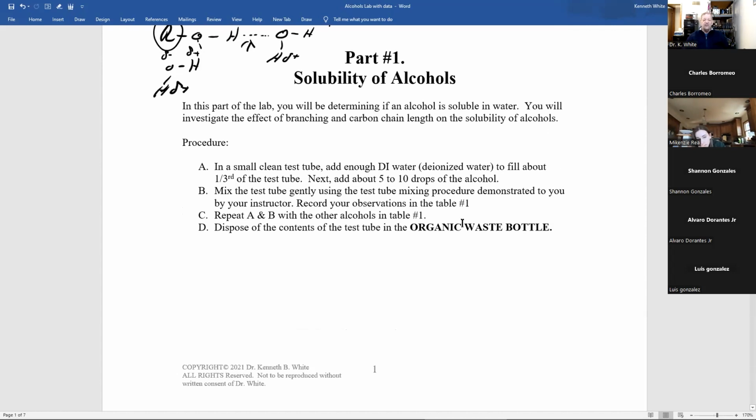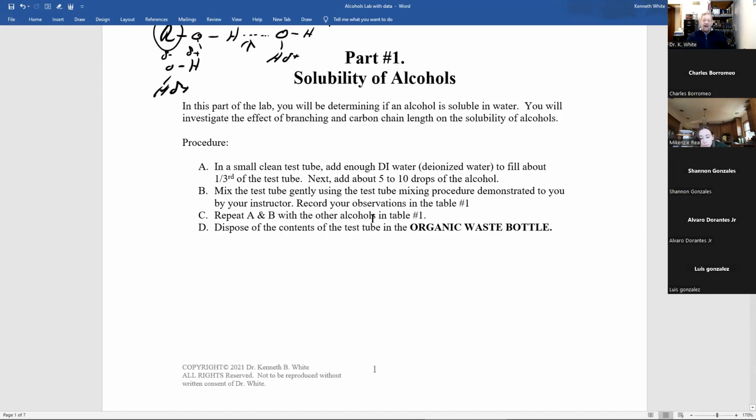But anyways, what you would do is, in a small test tube, you add enough deionized water, DI water, to fill about a third of the test tube. Next, you'd add 5 to 10 drops of the alcohol being tested. You'd mix it by hitting the side of the test tube, or use a vibro mixer. You take the test tube, push down on this rubber disc that's got a motor underneath, and it starts vibrating real quick and mixes the solution in the test tube.